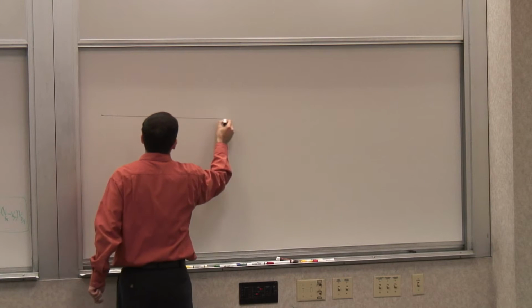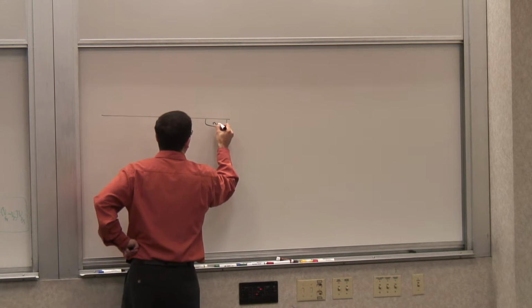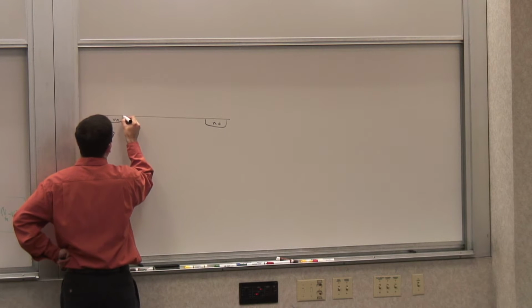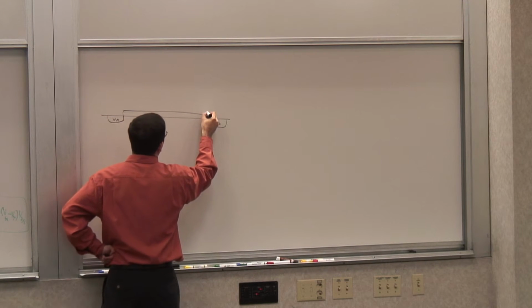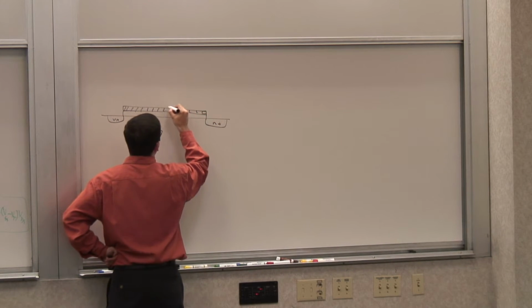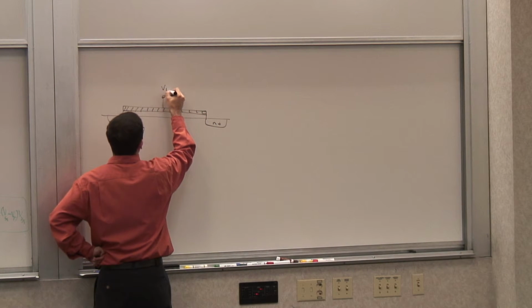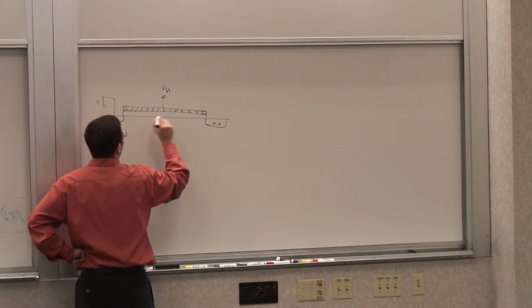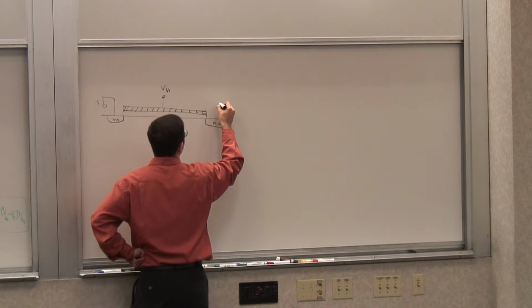So let's say we have an NMOS, and then we have the gate oxide insulator, and the conductor here, which is the gate itself. So you have applied VGS here. This is the source, grounded, and this is VDS.